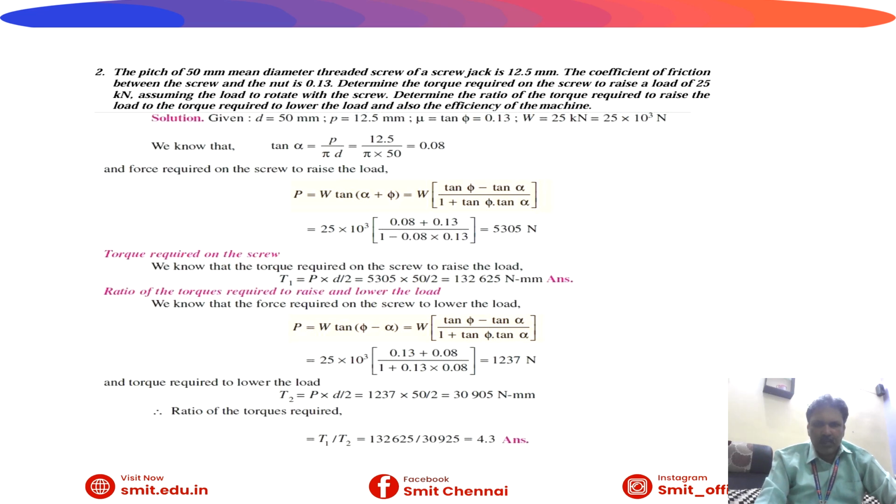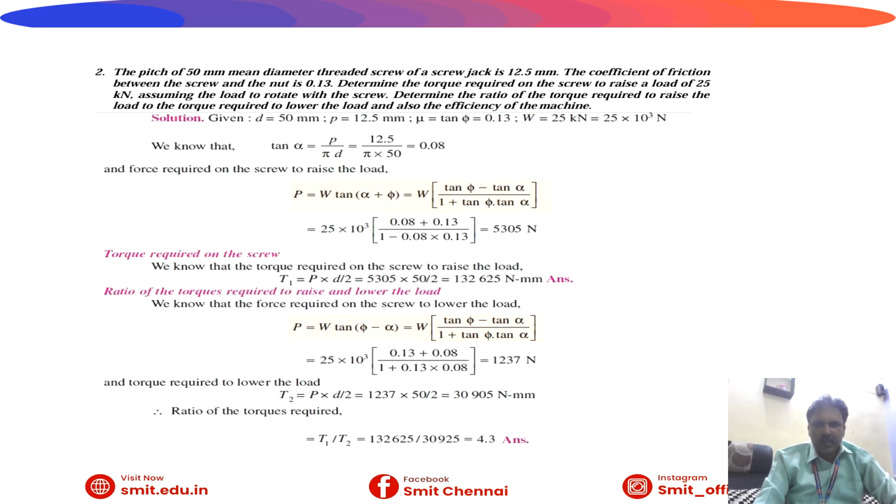5305 Newton. Then you are using torque required on the screw, which is nothing but P into D by 2. Upon calculation, you will get 132625 Newton mm. Then the ratio of the torque required to raise and lower the load. In this formula, raise means you have to use positive, lower means you have to use minus. At the top we have used plus, here we are using minus.